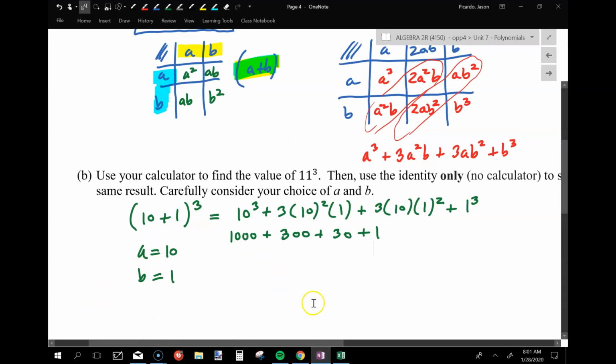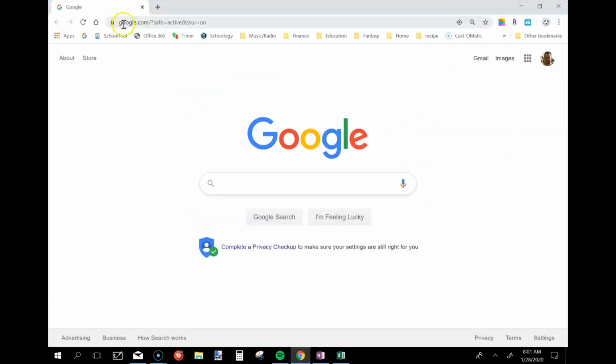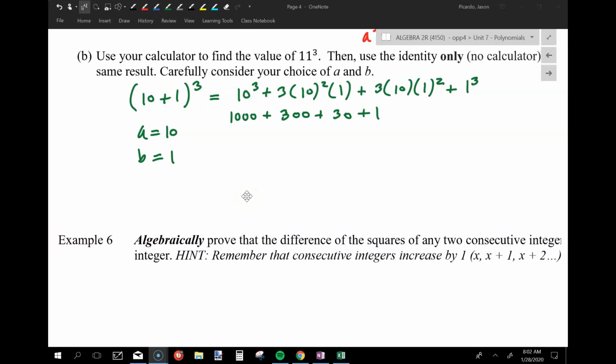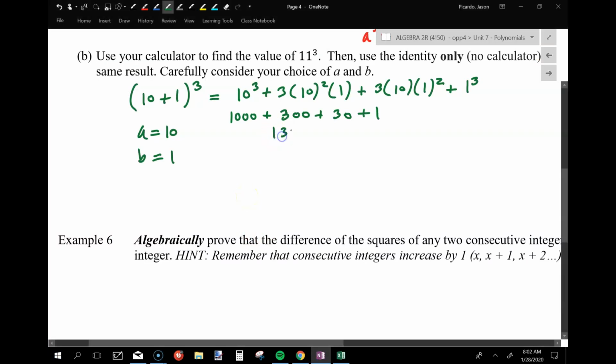So put those all together, and what do you get? 1,331. 1,331. We had 1,331. Okay. Boom.